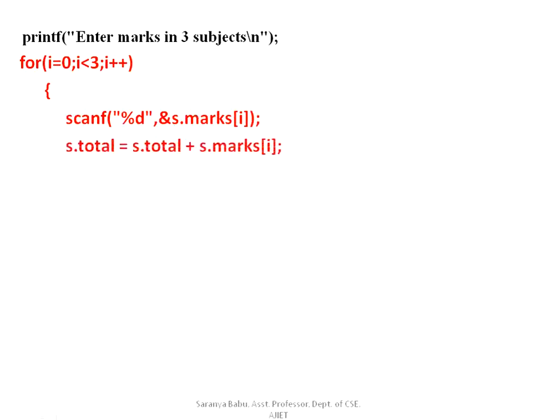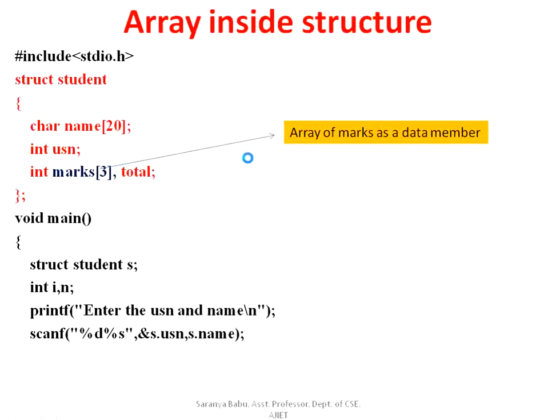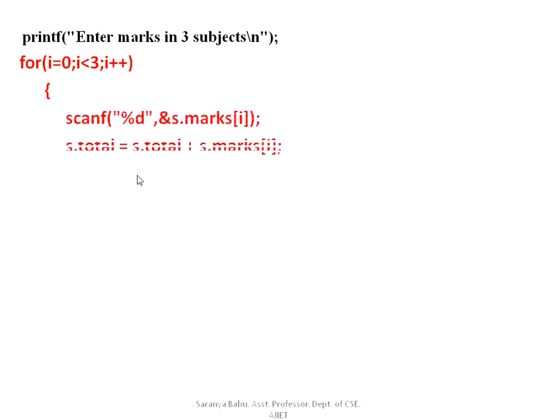Then calculate the total. Within the for loop itself, you can calculate the total. s dot total is equal to s dot total plus s dot marks of i. Understood what is s dot total? Total. You are reading and storing the value in s dot marks of i, and at the same time s dot total is equal to s dot total plus s dot marks of i. Initially s dot total is 0. So 0 plus first mark, that will be s dot total, then that total plus second mark, then that total plus third mark, like that. So I have read the marks in 3 subjects.